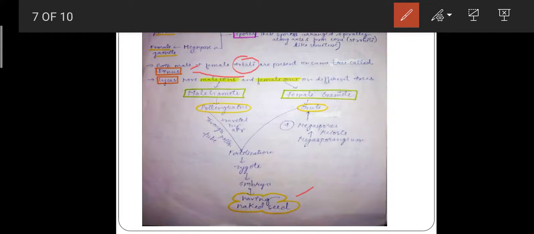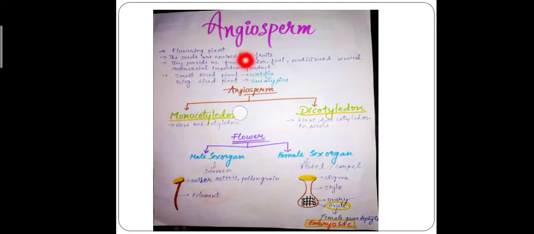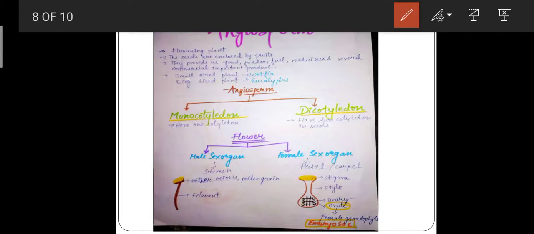Okay, now we're going to discuss angiosperms. We normally call angiosperms flowering plants because they bear flowers, and the seeds of angiosperms are enclosed by fruit, or we can say they have covered seeds. Angiosperms are of two types, monocotyledon and dicotyledon. Monocotyledon has only one cotyledon, and dicotyledon has two cotyledons, like the pulses seeds we see in normal life examples.